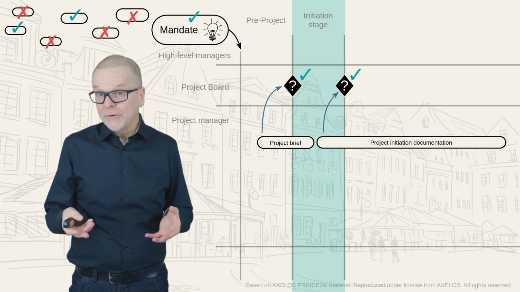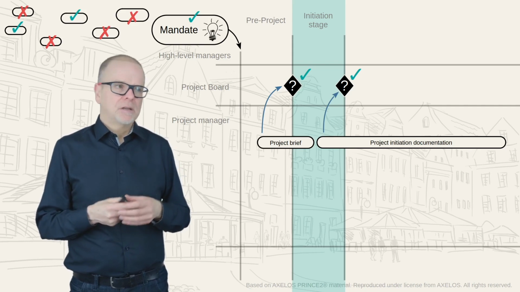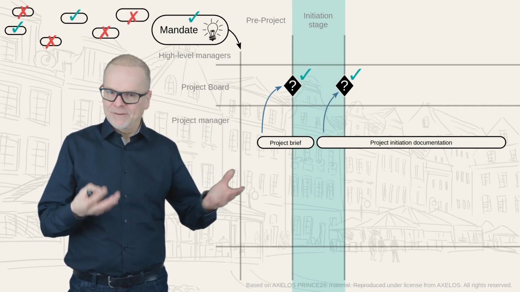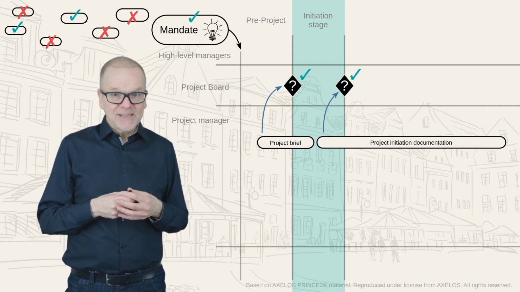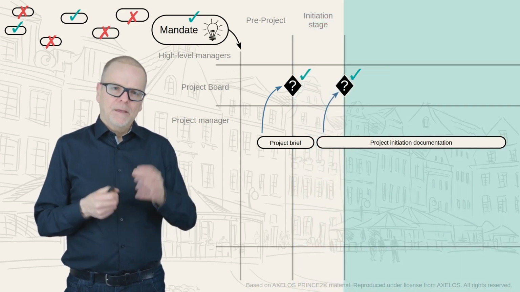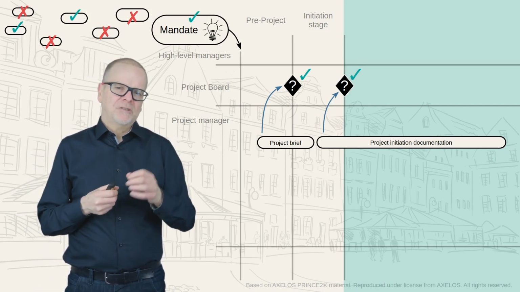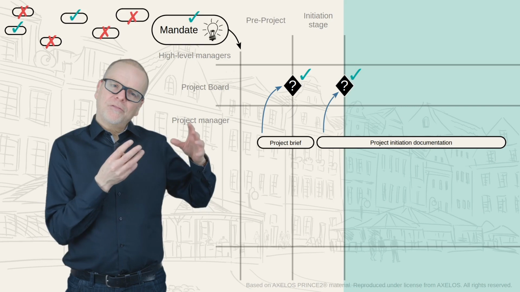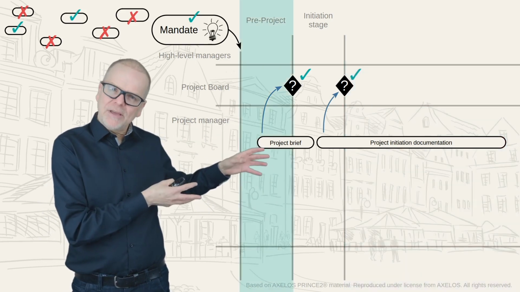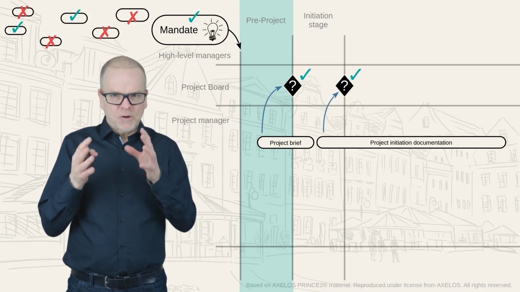So what will the project board do then? Well, of course, they will check the justification of the project, probably have a talk with more high-level managers, and if the project still makes sense, then they will approve the project. Now, so far, we've talked about two partitions of the project. The first one was the pre-project area, and the second one, which is a stage, we call initiation.